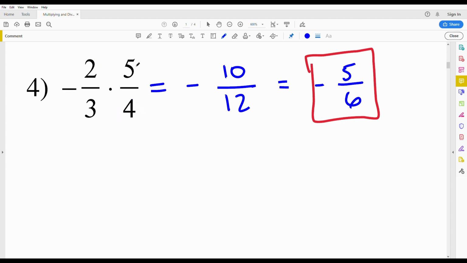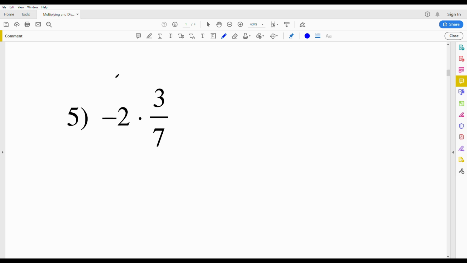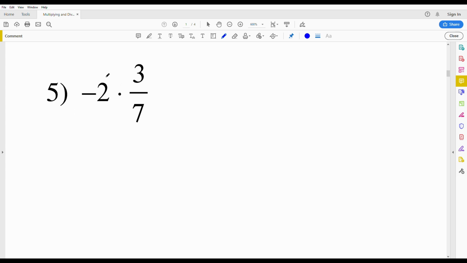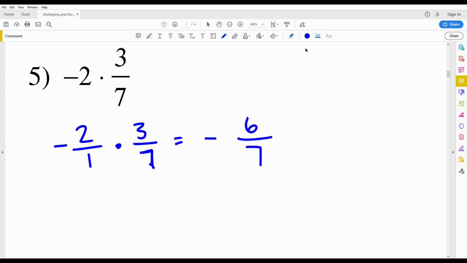Let's move on to number 5. In number 5, we switch things up a bit because we throw in a whole number. However, when we see a whole number, I want you to think of it as a fraction. Negative 2, we can write as, if I'm rewriting the entire thing, negative 2 over 1, because negative 2 divided by 1 is still a negative 2. Now I'll multiply this to 3/7 so that I can see my numerators and I can see my denominators. A negative times a positive, that will be a negative. 2 times 3 is 6, and 1 times 7 is 7. Negative 6/7 is my solution in number 5.